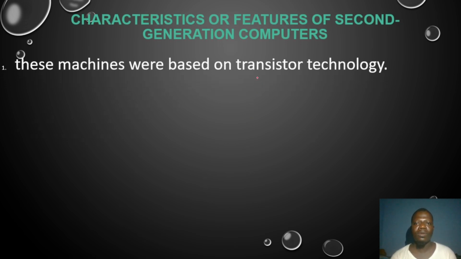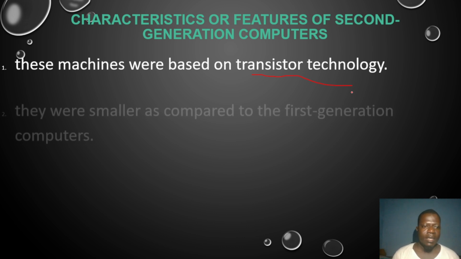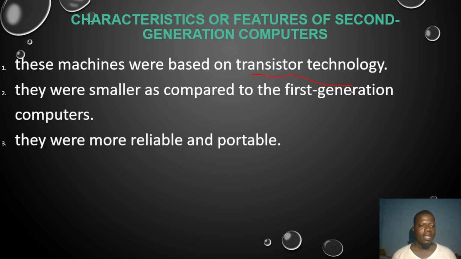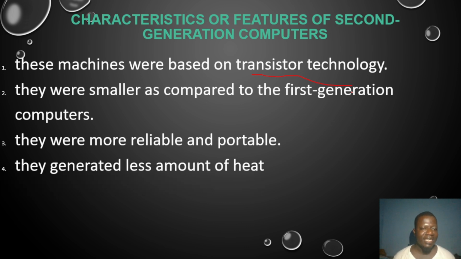So the first one we would like to talk about is the transistor technology, the technology that was being used during this period. And then the second is they were smaller as compared to the first generation of computers. They were also more reliable and portable, meaning the size of the computers in the second generation is smaller compared to that of the first generation, and they generate less amount of heat.